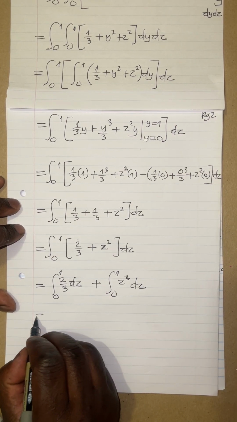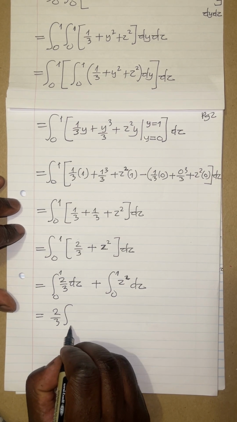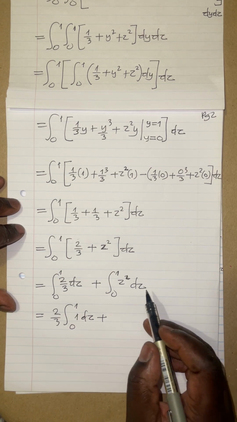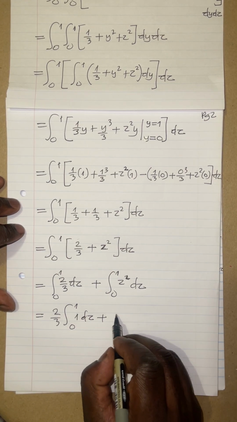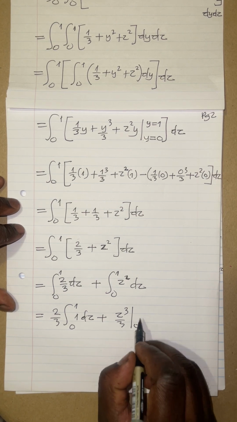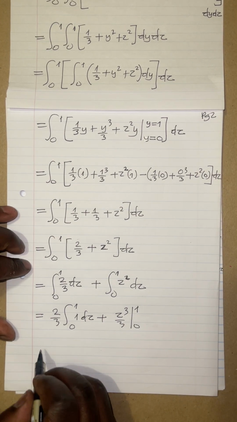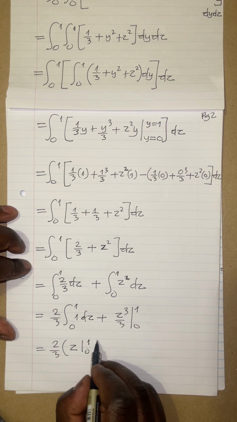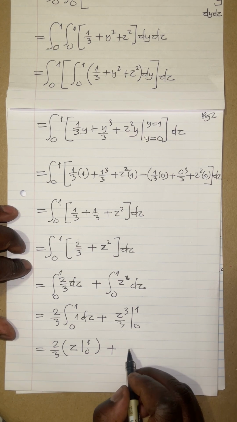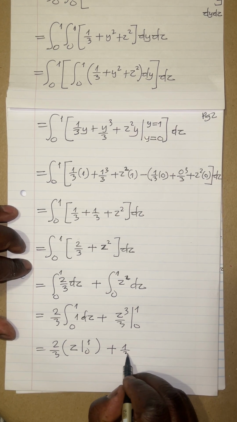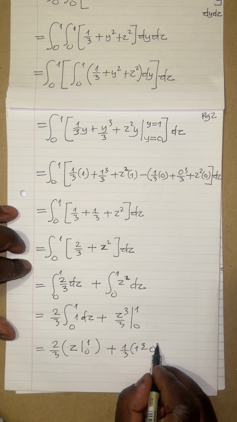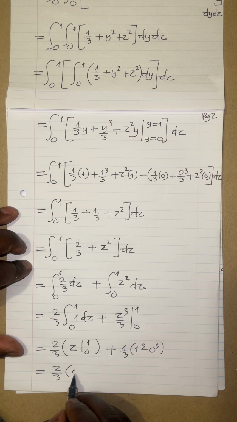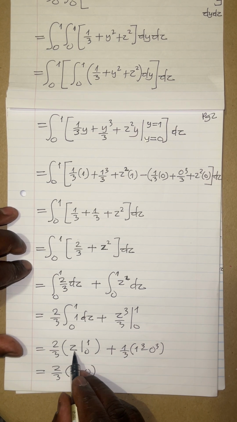Now this, we can take the 2/3 out. 2 over 3 integral from 0 up to 1 of 1 dz, and then plus here the integral of z squared is z to the power 3 over 3. Limits of integration 0 all the way up to 1. Let's work on this one. This is just 2/3 of z, limits of integration 0 up to 1. Plus here, put 1 there. You can actually take 1 over 3 out, and then put 1 cubed minus 0 cubed, like that. Simplifying this part, it is 2 over 3, and then we have z minus 0. Put 1 there, and then put 0 there, like that.